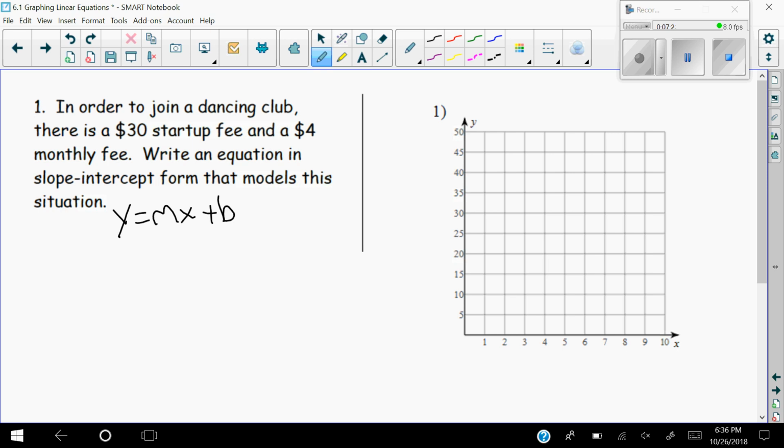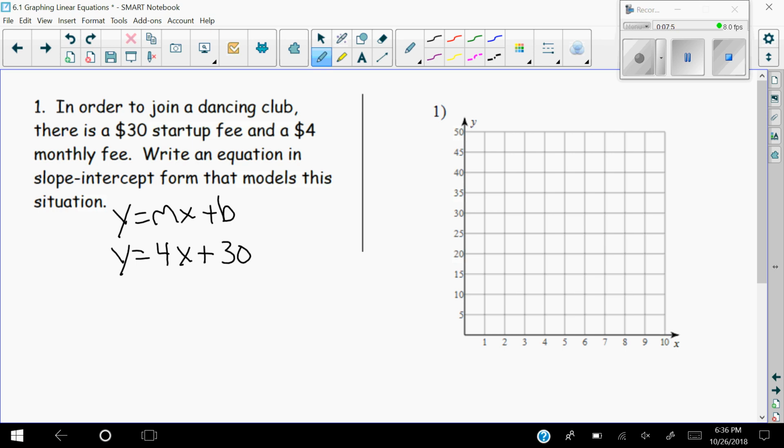So our equation is going to be real simple. Y is equal to what we multiply by, 4, plus what we begin with, 30. And that's it. That's writing the equation from a word problem, okay? Just got to be able to figure out what's your slope and what's your y-intercept.